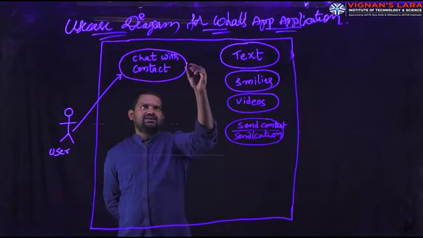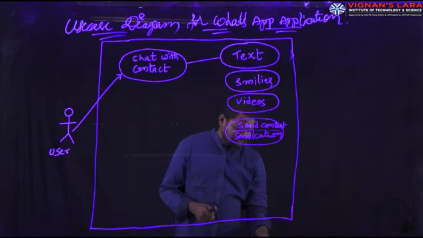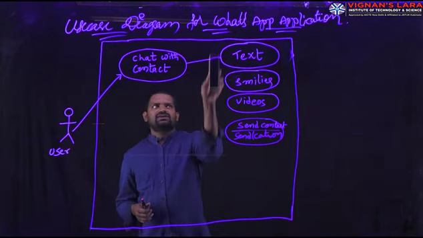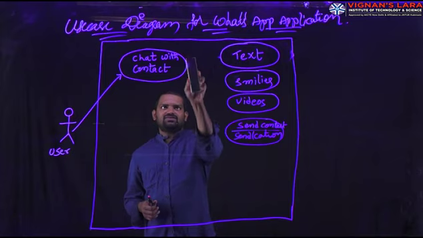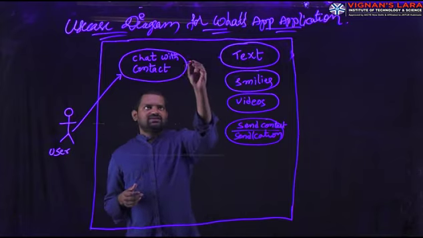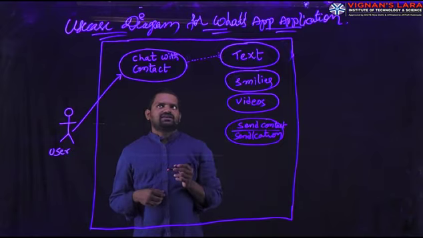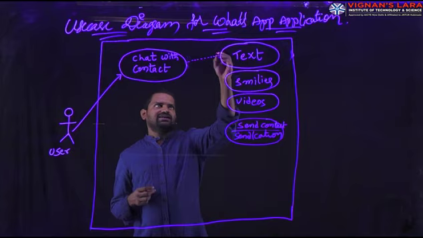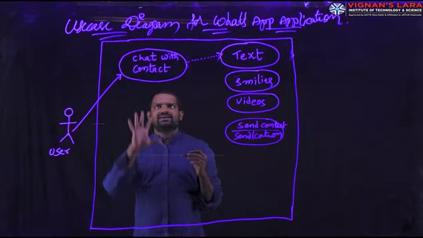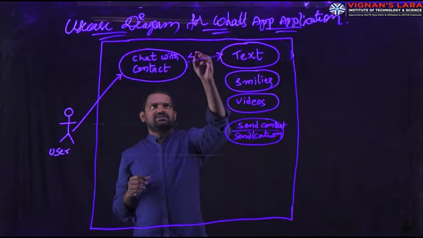Daily you are using the text. At that time you have to use dependency. How to use the dependency? From where to where? From chat with contact. Compulsory when you open any chat, the text message is mandatory. At that time you use the include stereotype.